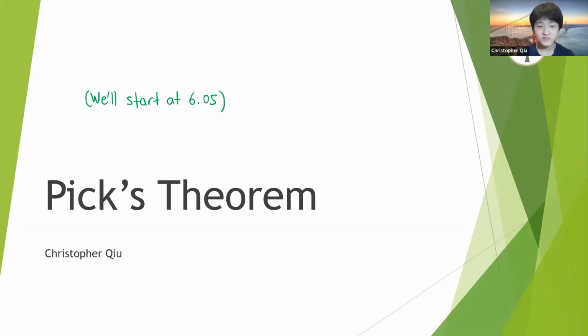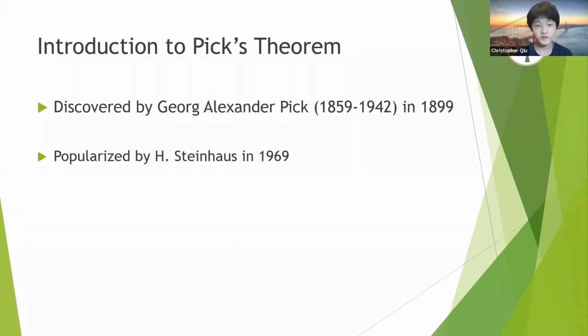So let's get started. First, let's take a brief look at Pick's theorem's history. Pick's theorem is named after Austrian mathematician Georg Pick, who discovered this result in 1899. The result was popularized in 1969 by Hugo Steinhaus.